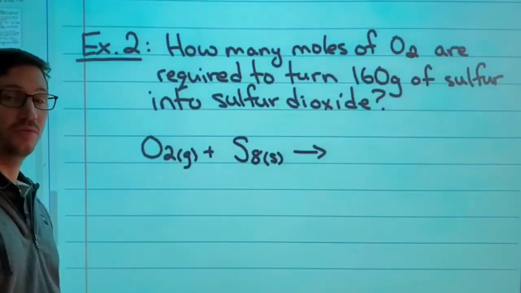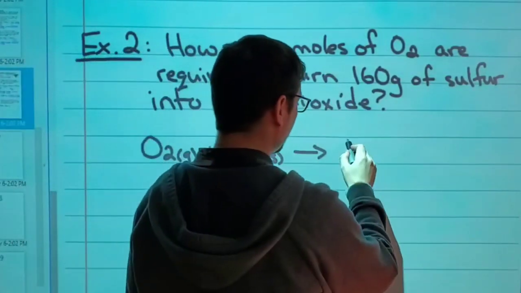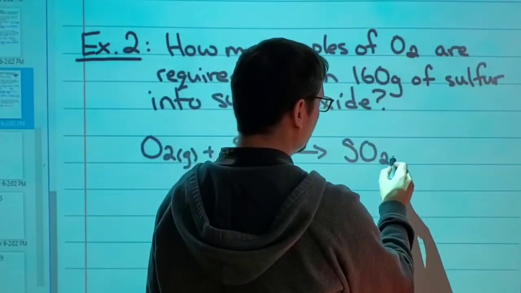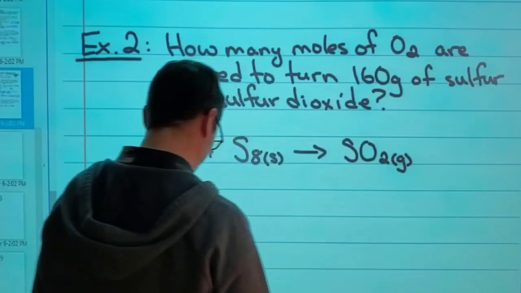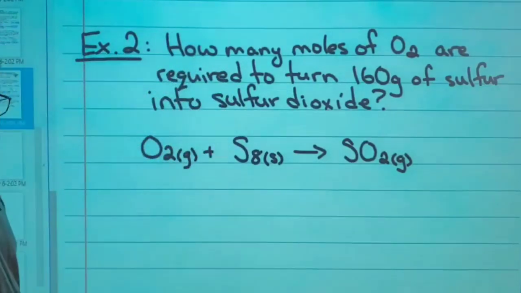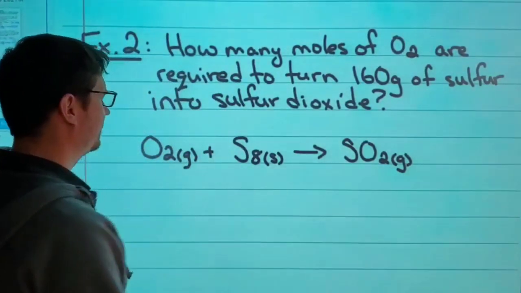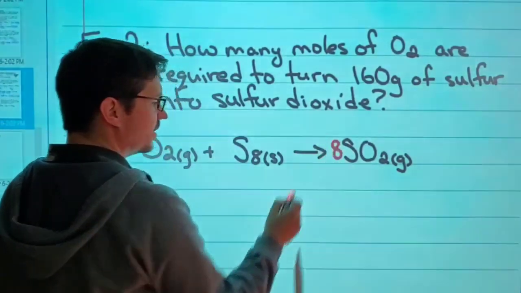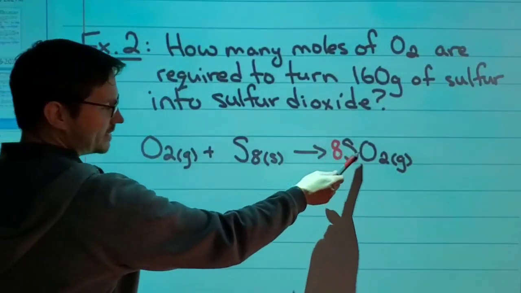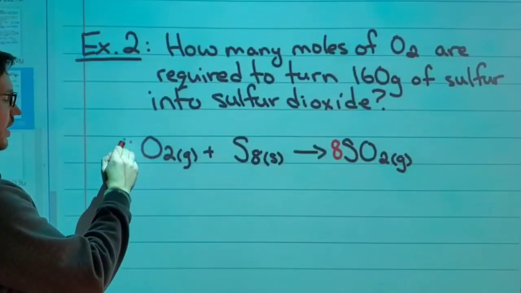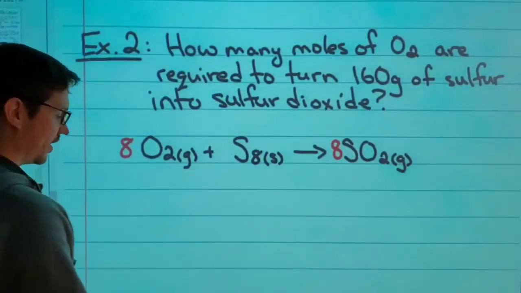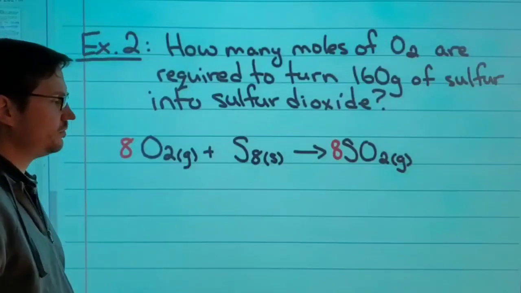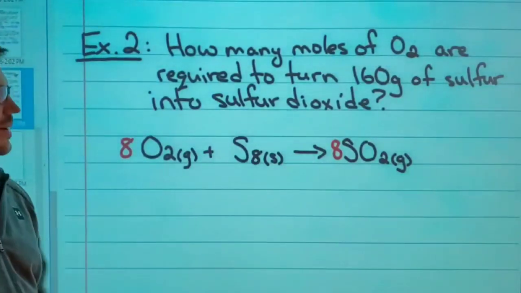And it's going to make sulfur dioxide gas, so SO2 gas. Now, in order to balance this, we need 8 sulfurs. 8 times 2 is 16, so we need 16 oxygens. Okay, so we got a balanced chemical reaction.